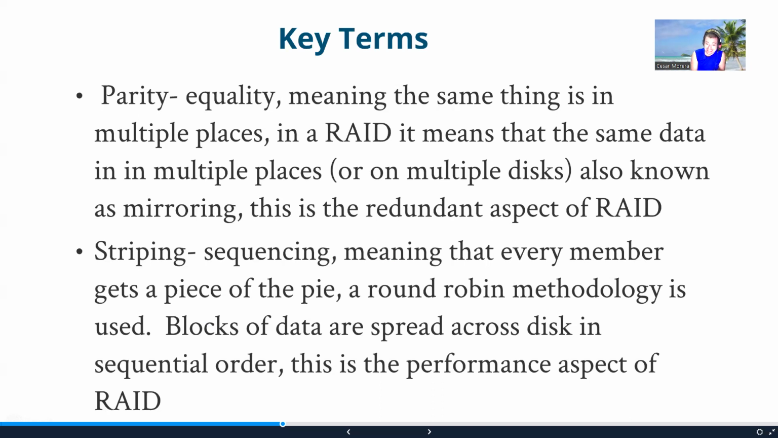Striping, or sequencing, meaning that every member gets a piece of the pie. A round-robin methodology is used. Blocks of data are spread across disks in sequential order. This is the performance aspect of RAID.